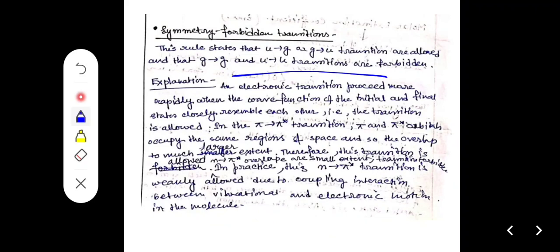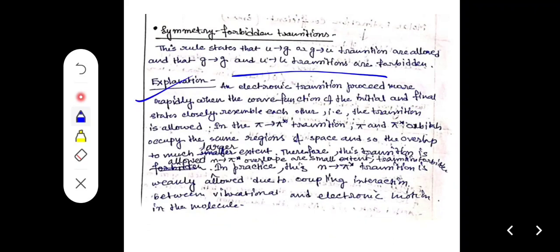Explanation: an electronic transition proceeds more rapidly when the wave functions of the initial and final states closely resemble each other. When the initial and final states resemble each other, the electronic transition proceeds in a faster way. That is, the transition is allowed in that case. When the initial and final states exactly resemble each other, they match each other. So in that case the electronic transition will be faster and the transition will be allowed.